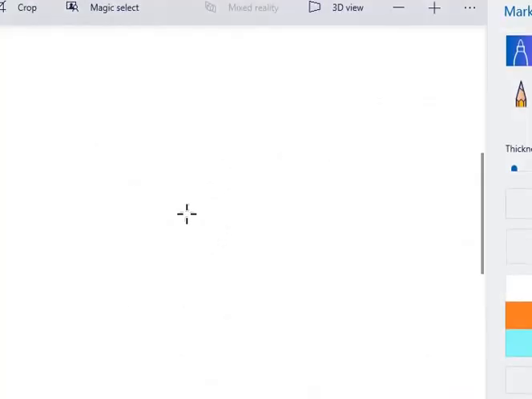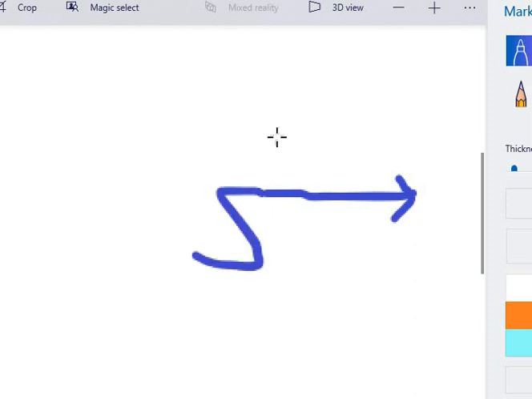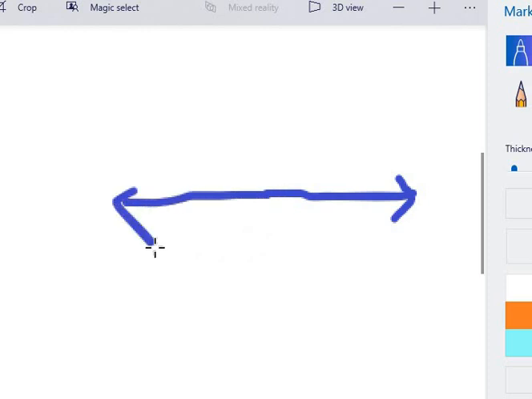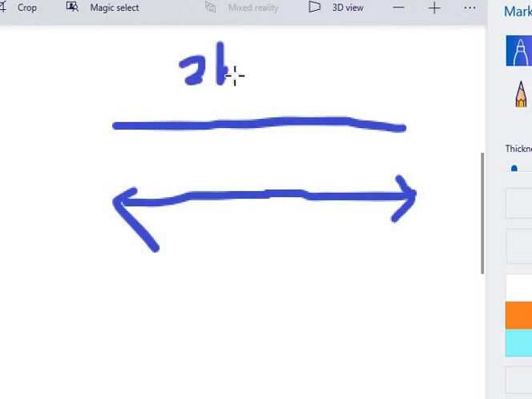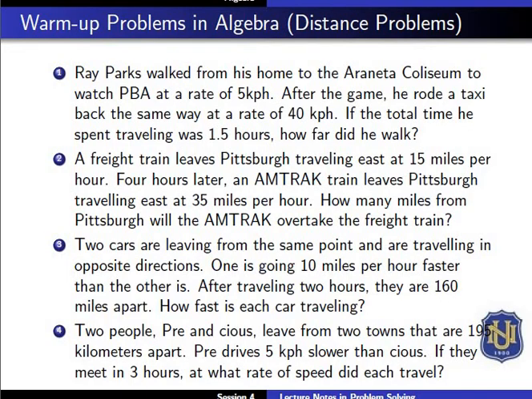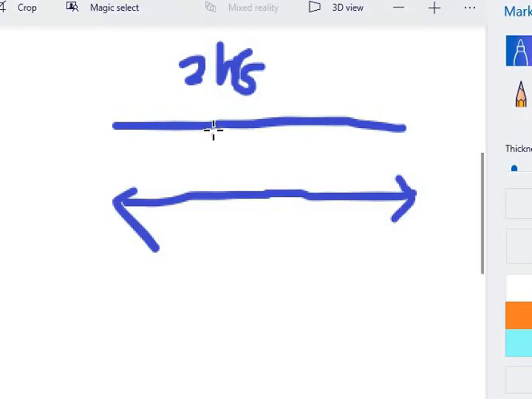Okay, let's draw the scenario. We know that there are two cars. So this is a car that is traveling this way, and then there's another car traveling the other way. After 2 hours, they are going to be 160 miles apart. So let's write that down: 160 miles.